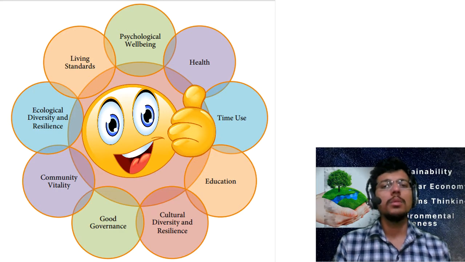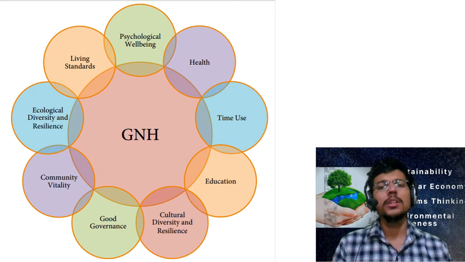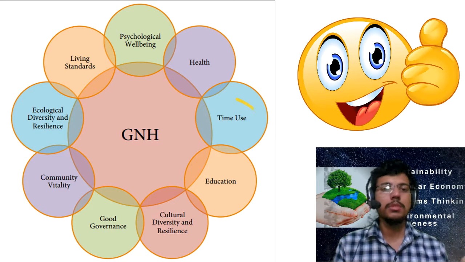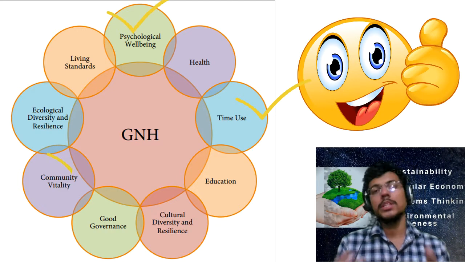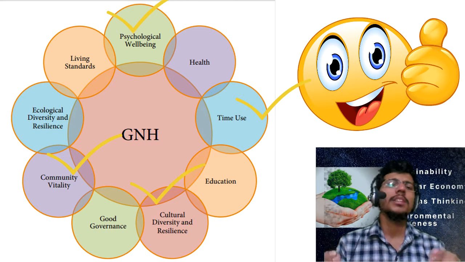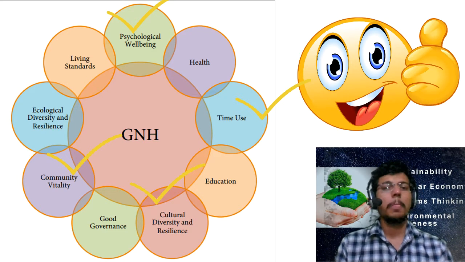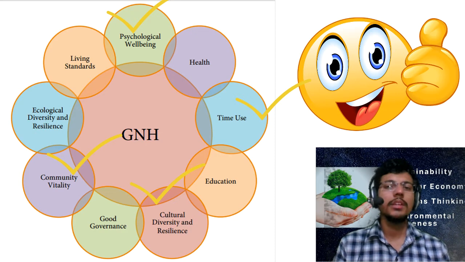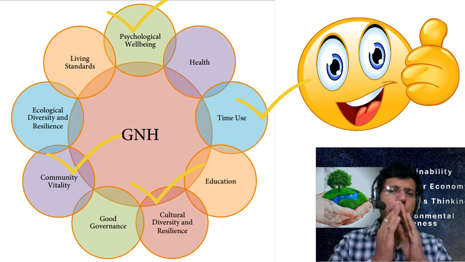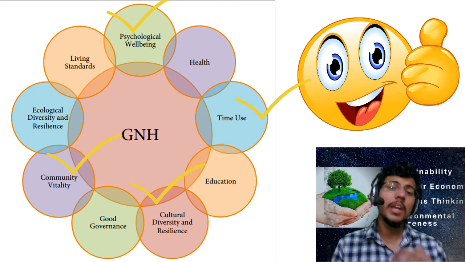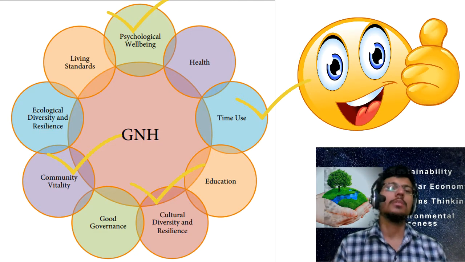It will be noticed from the breadth of domains that a good number of them, like balanced time use, psychological well-being, community vitality, and cultural diversity, are fairly independent of income and material consumption. By using this, the definition and context of the concept of well-being and happiness becomes multidimensional. Each of the 9 domains is briefly explained below.